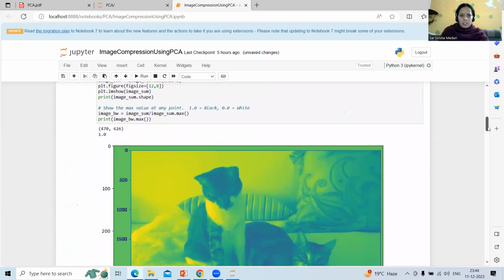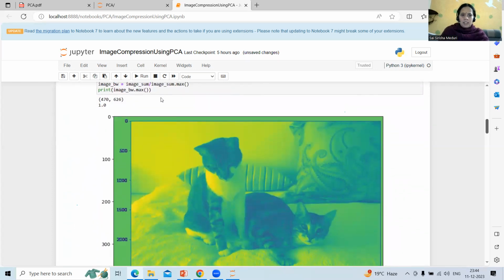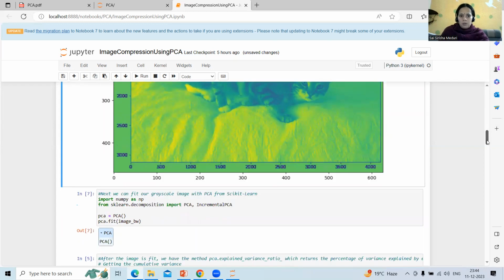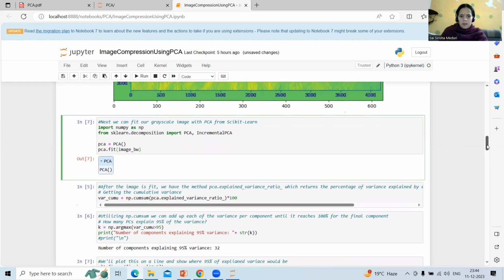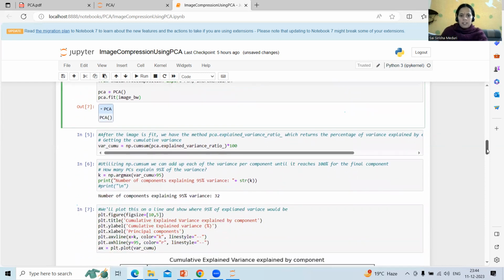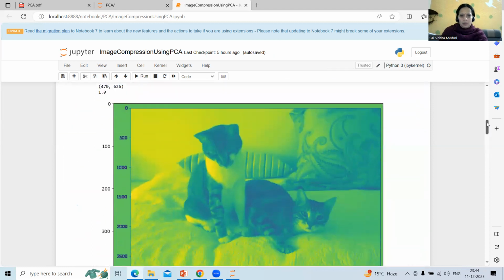Now I have projected to grayscale and these are the dimensions now. I have taken the shape. Now we are again using PCA to fit this image. After this image is fit, let me run this. I'm sorry, I think I'm not running this.